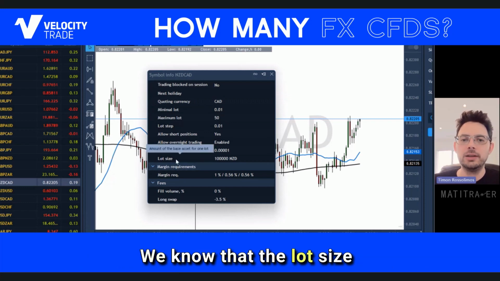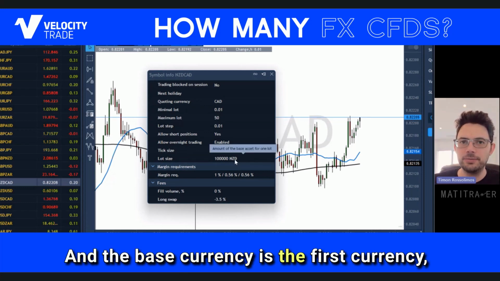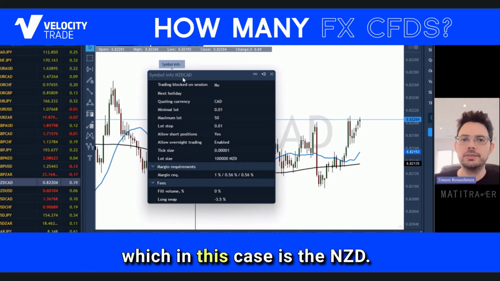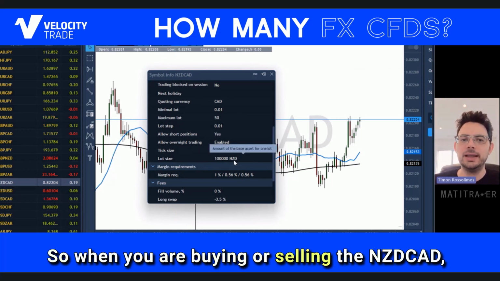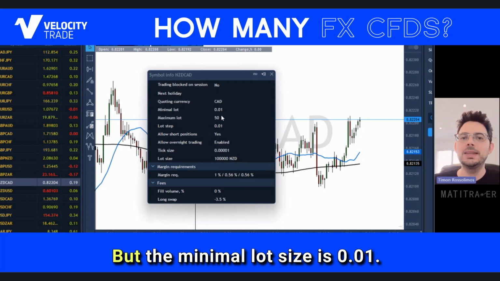We know that the lot size is 100,000 of the base currency. And the base currency is the first currency, which in this case is the NZD. So when you are buying or selling the NZD CAD, you will buy a lot size of 100,000. But the minimal lot size is 0.01.